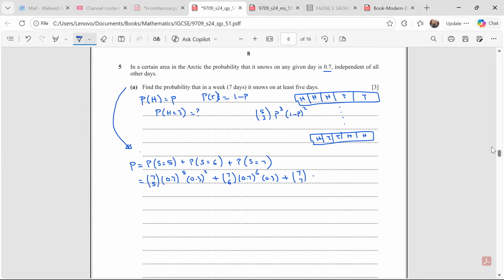And 0.7 to the power 7 and 0.3 to the power 0, so it is 1. Okay, let me write it. So this is the expression which will give you the probability they're asking us to calculate. And if you calculate all this, it will come out to be 0.6471. You can do this calculation and this will be the answer. I hope this is clear.